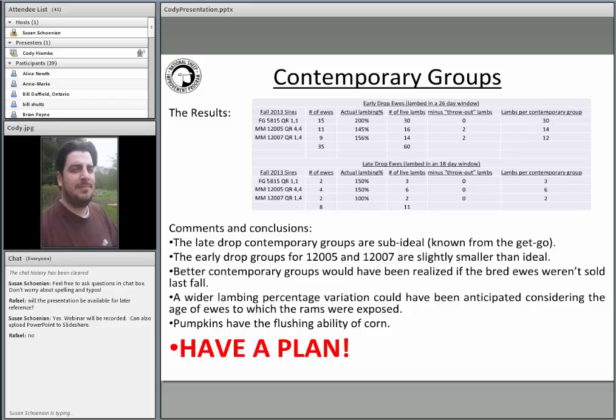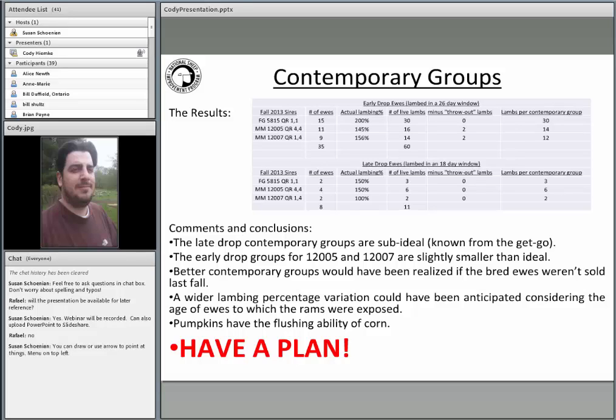Thanks, Raphael. So basically on that first line up there, the 5815 ram, he ended up with a 200% lambing percentage. And you'll notice at the bottom there were some comments and conclusions here. That 5815 ram got bred to all of the older ewes, which you would anticipate, they should have a better lambing percentage. So I got 30 live lambs out of him. That's a good contemporary group.